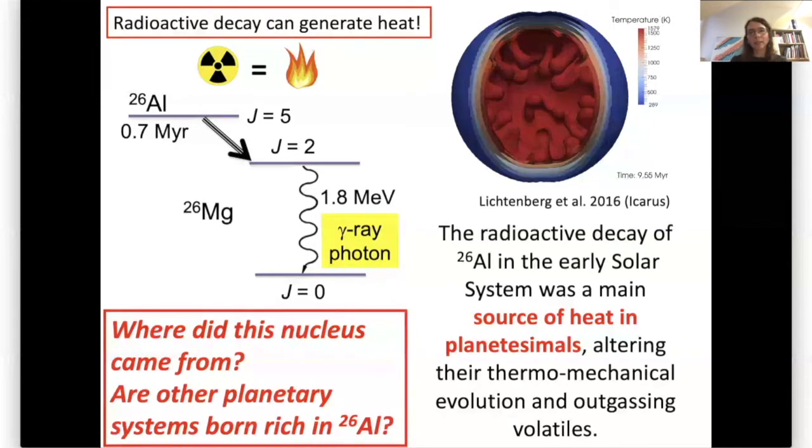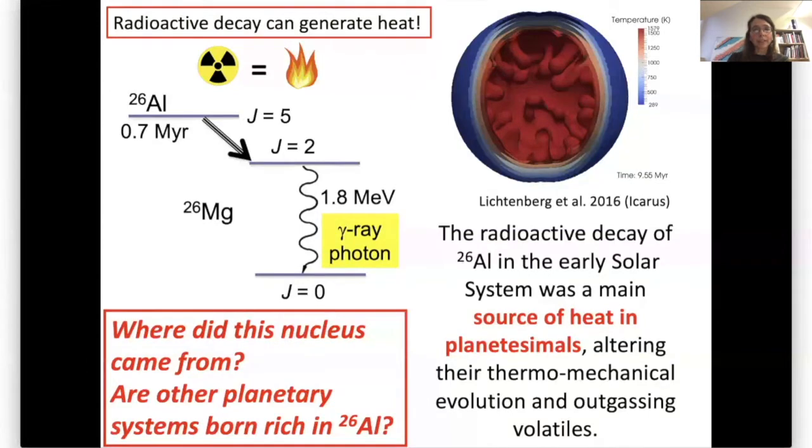So the big question here is where the aluminum-26 came from. Because it decays so quickly, it's not easy to have it around. So it must have come from somewhere in the early solar system. And then the connected question is, because of the big impact that it has, do we find the same nucleus in other systems or not? This is the big question.